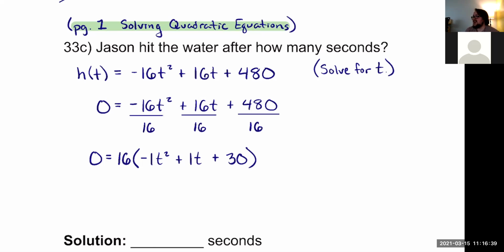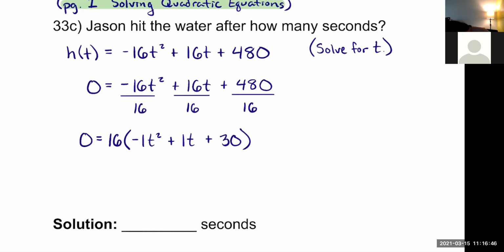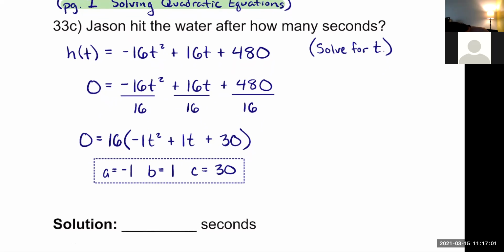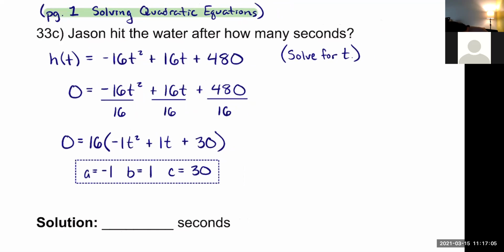Now, with that 16 out of the way, off to the side, now I would say asterisk method would be a good bet. So let's go ahead. What's our A going to be now? Negative 1. What's our B? Positive 1. And our C is 30. So I'm going to have to work a little bit more horizontally here. So off to the right, I'm going to set up my asterisk.